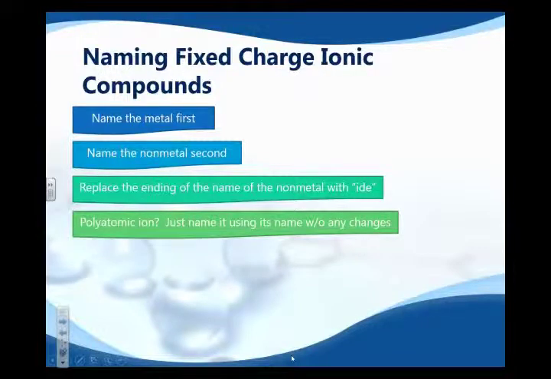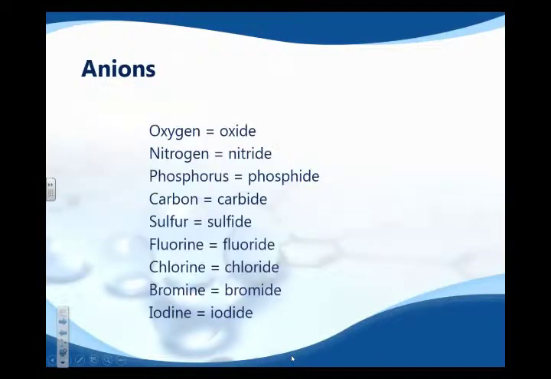When you're naming fixed charge ionic compounds, you name the metal first, the nonmetal second, you replace the ending of the name of the nonmetal with "-ide", and if there's a polyatomic ion, just name it using its name without any changes. Now, that's nice, but what the heck is a fixed charge metal?